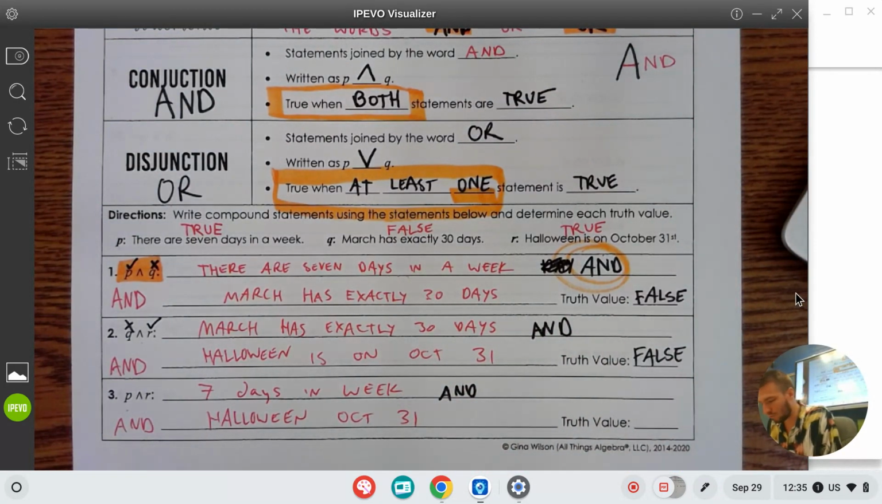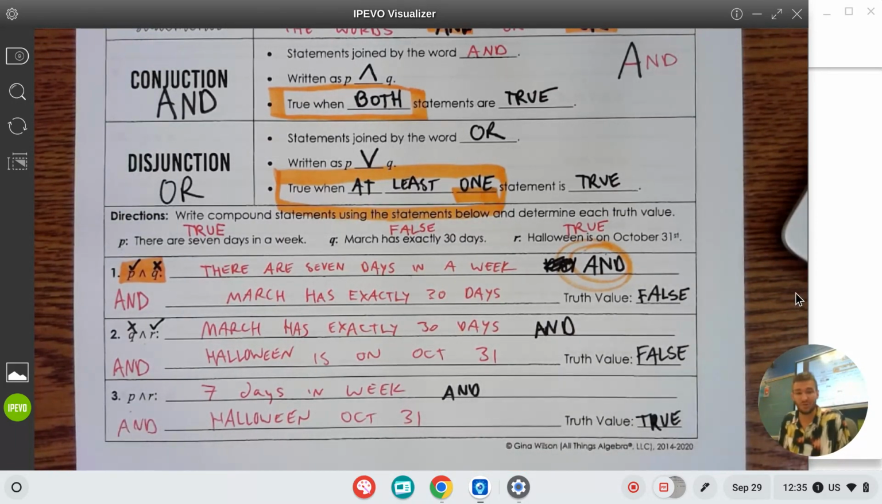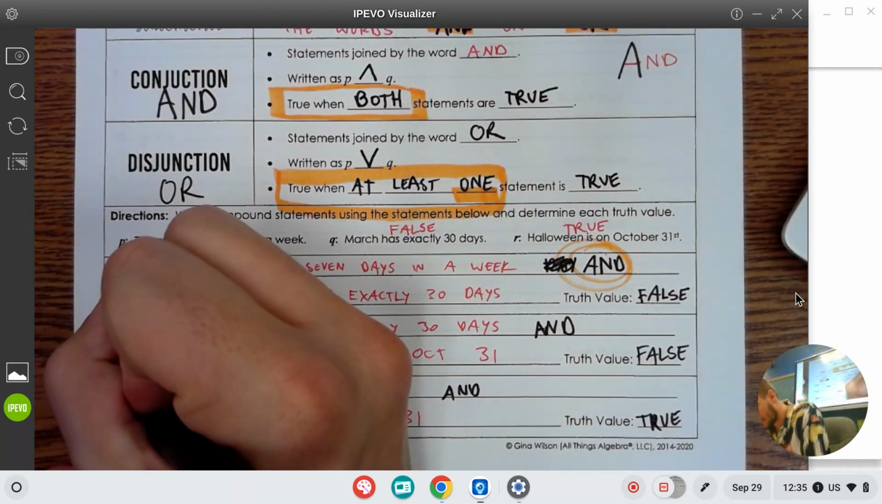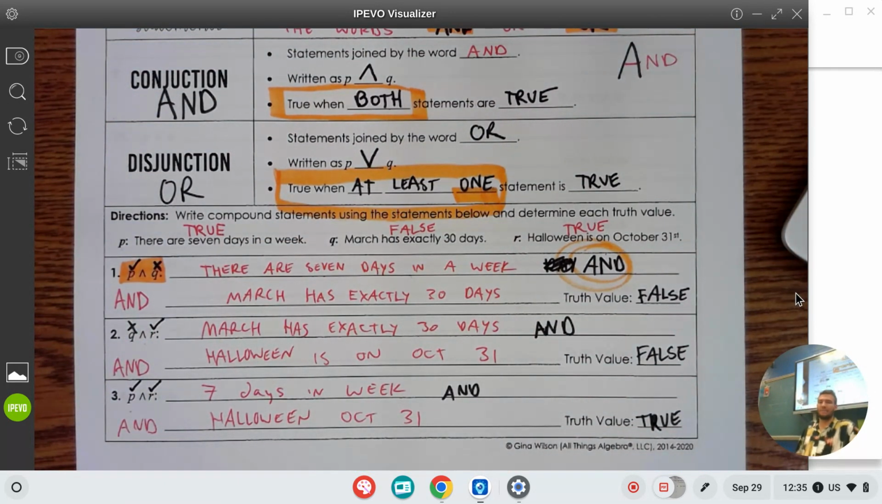Okay, what do you think? Truth value? True. It is true. Why is it true? Yeah, because P is a true statement and R is a true statement. When it comes to and, you need both truths.